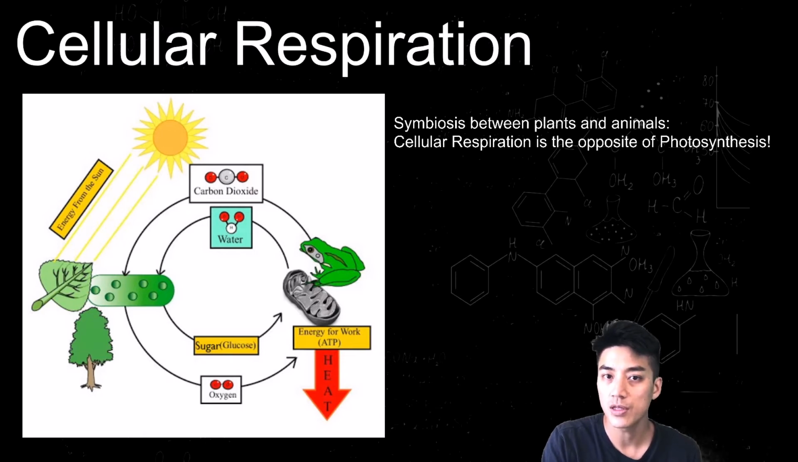Animals then breathe in that oxygen, which helps them break down glucose, and the byproducts are carbon dioxide and water, thus repeating the cycle. So there's a symbiosis between plants and animals. This is the cycle of cell respiration and photosynthesis.